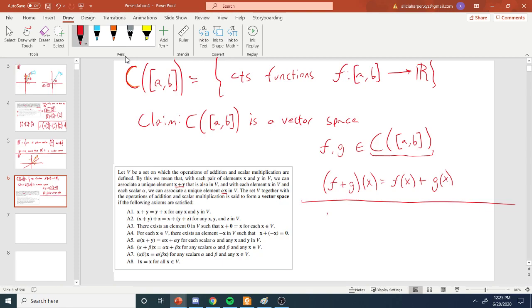Let's define scalar multiplication. So alpha will be a real number, and f will be an element of the continuous functions from AB into the real numbers. And we can define the scalar product of alpha and f to be the function that evaluates to simply alpha times f of x. So this gives us an addition operation and a scalar multiplication operation. And the claim is that under these two operations, axioms 1 through 8 are satisfied. So let's go through some of them.